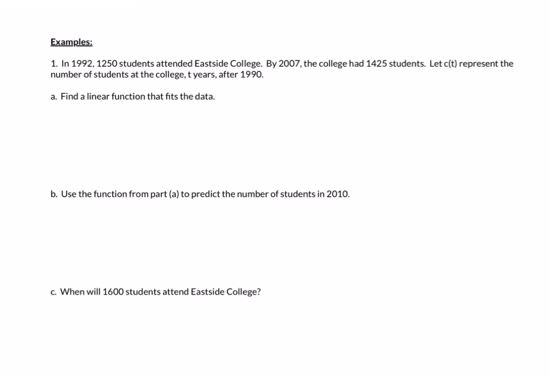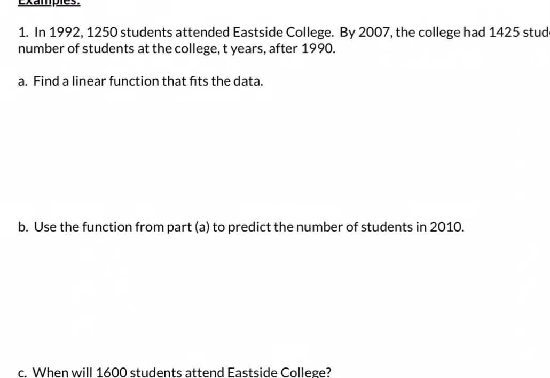In example 1, we have in 1992, 1,250 students attended Eastside College. By 2007, the college had 1,425 students. Let C of T represent the number of students at the college T years after 1990. Okay, so let's go ahead and kind of break up this problem.